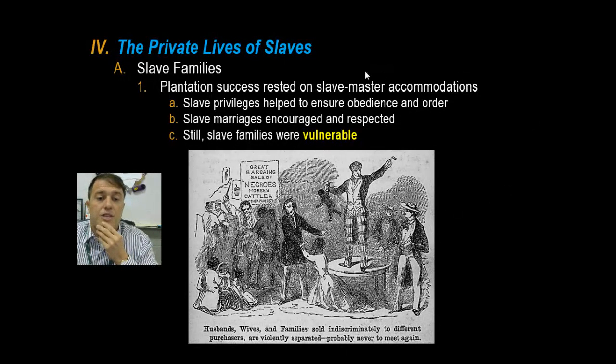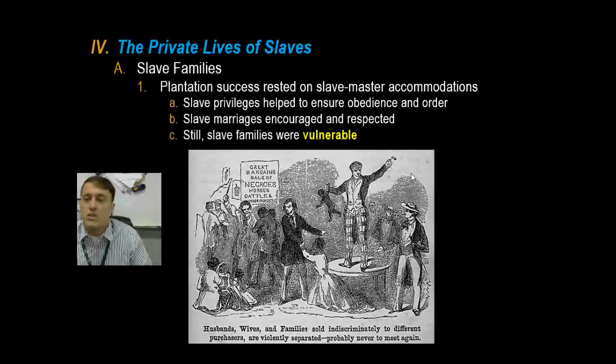But they are going to allow some privileges. Here's the thing: in any system where you're trying to get compliance, you have carrots and sticks. Carrots are things that encourage you, and sticks are punishments, things that dissuade you from doing something. So, certain privileges.